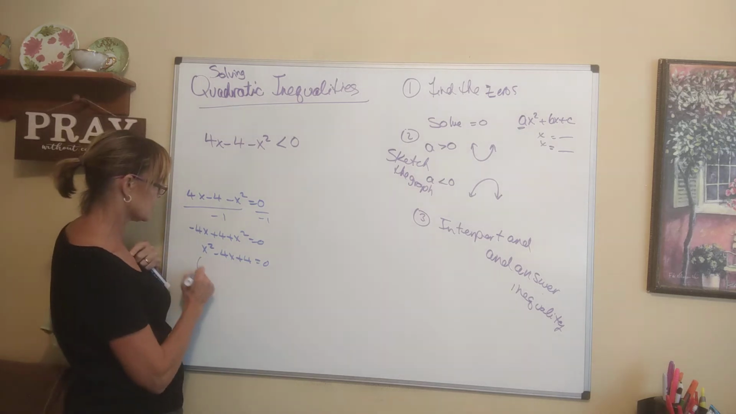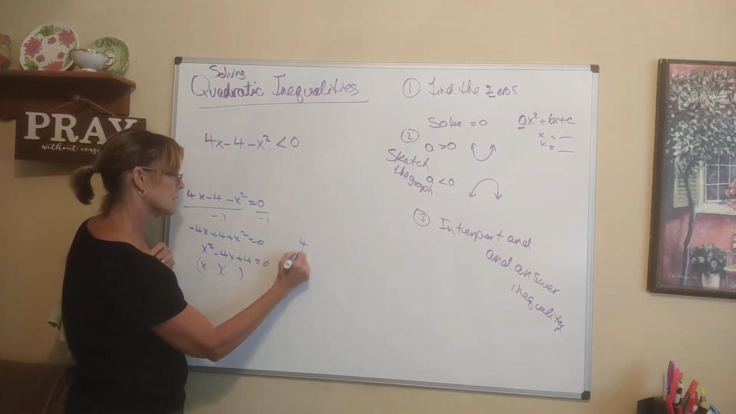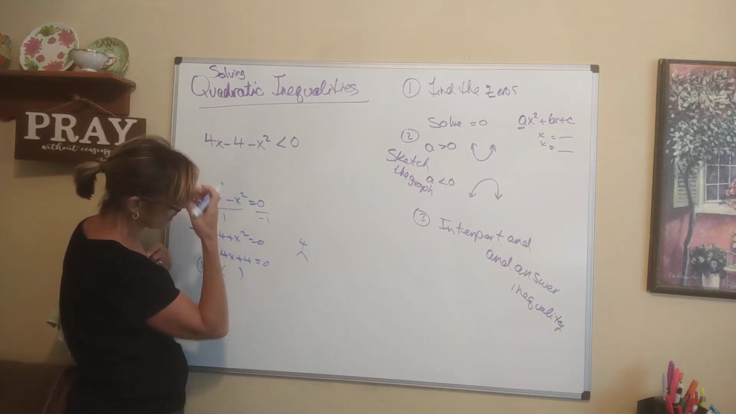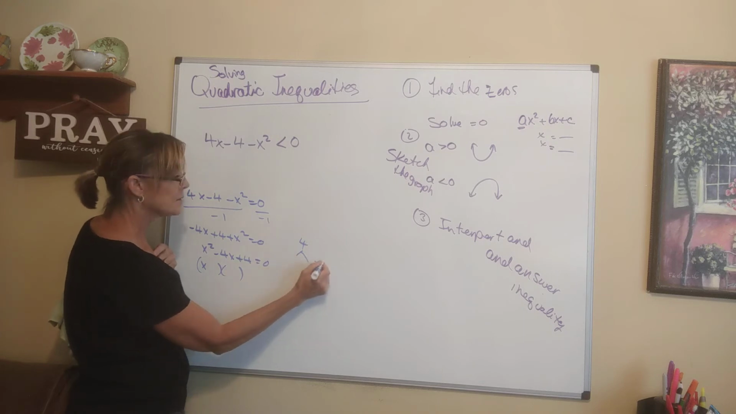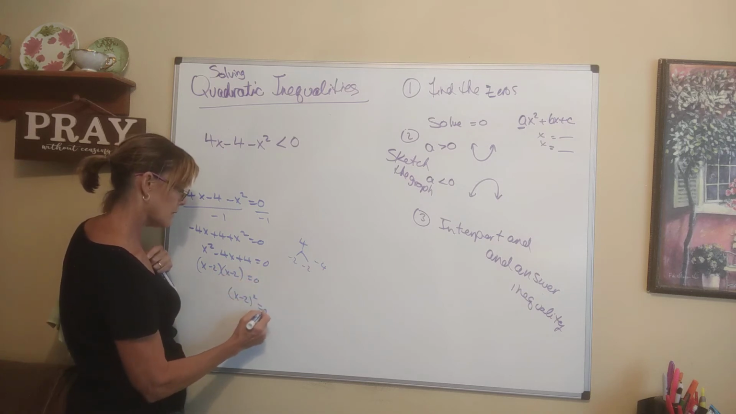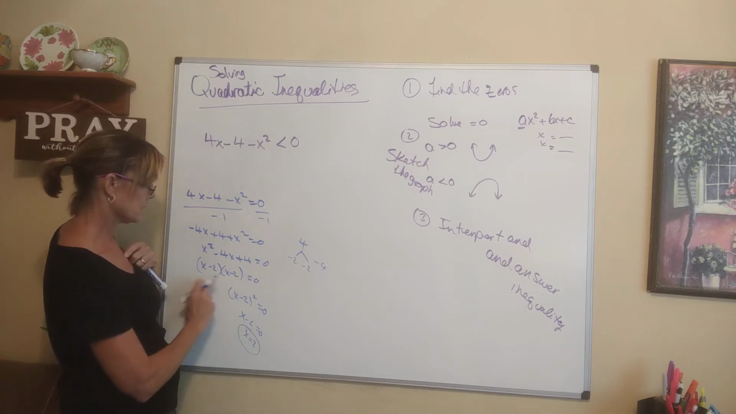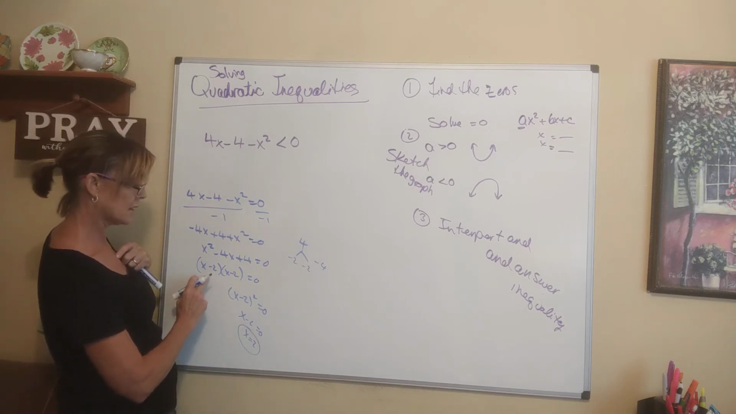I think this factors into x... I need 2 things to multiply to be 4, but to add to be -4, that's going to be a -2 and a -2. x minus 2 times x minus 2 is 0, or x minus 2 squared is 0. Take the square root of both sides. x minus 2 is 0, x is 2. Or just set each one of these equal to 0 and solve. You get x is 2, x is 2.